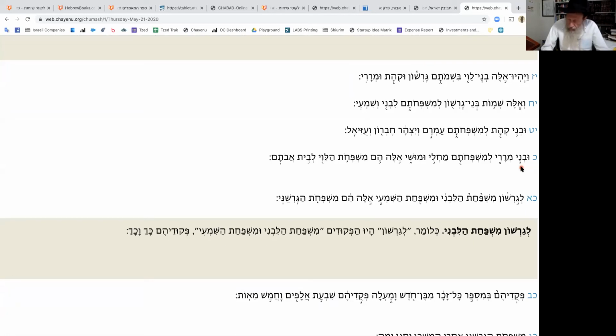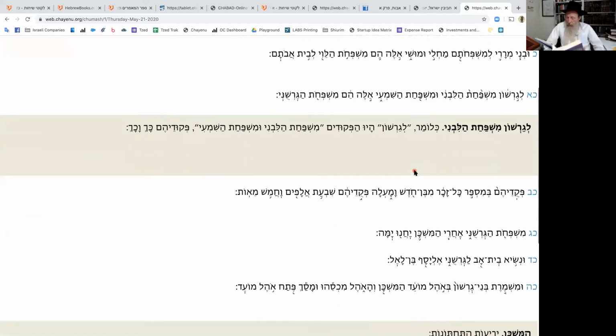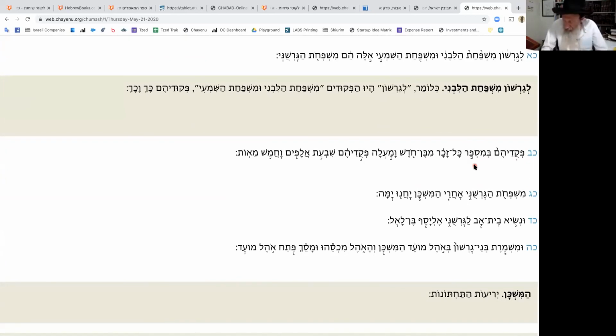The sons of Merari are Machli and Mushi. These are the sons of Levi, l'veit avotam, Gershon, and etc. and etc. Okay, then it says the number of what they are. Here we go. Gershon, mishpachat Livni, mishpachat Shimi. These are the tribes of Gershon. Pekudeihem. How many are there? The counting. Shivat alafim u'chamesh me'ot, 7,500. Mishpachat haGershoni. Where did they camp themselves? After the Mishkan. In other words, on the side where the Holy of Holies was.